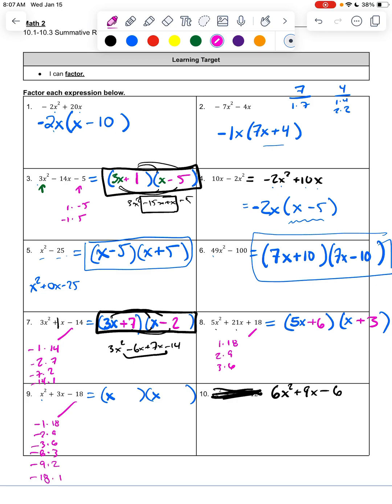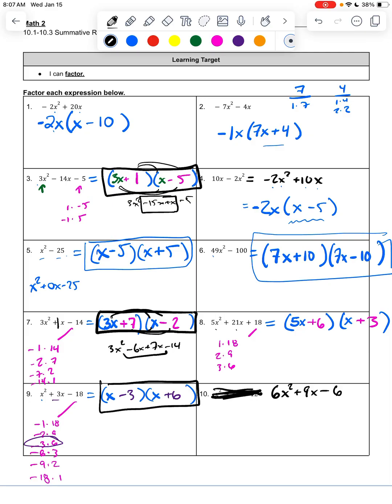Which combination is going to work? If you're starting to see a pattern here, when it's 1x squared, we want them to add to positive 3. Which ones add to positive 3? Oh, those might be the ones to try. Negative 3, positive 6. And it turns out that, in fact, that is the factored form that we want.